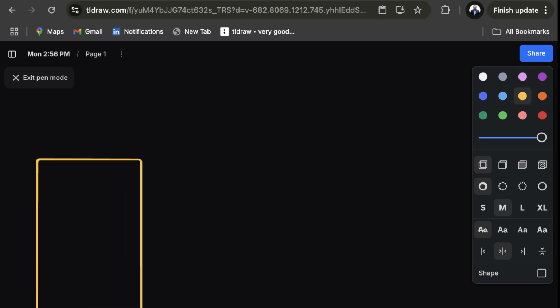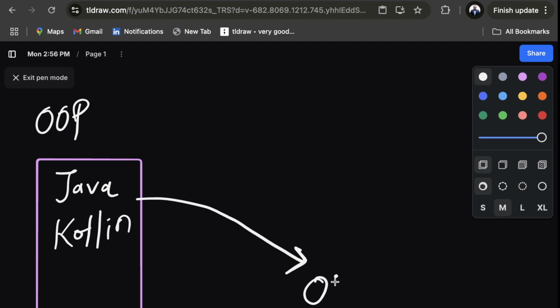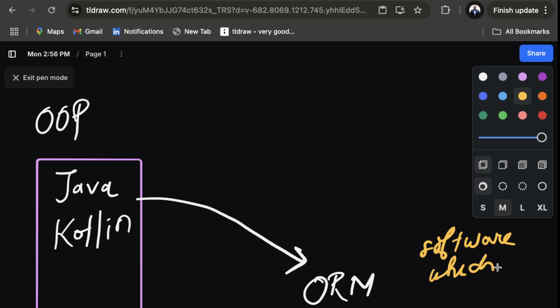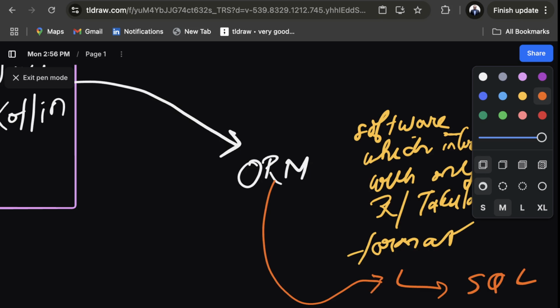So what we are going to do is this is the application, right? Let's say this is an Android application that we are running, right? This will be written in Java, Kotlin, or some other OOP based language, right? So we'll be using some interface here or some ORM that will link this to a software which interacts with only relational or tabular data format. That software is basically nothing but called SQL, right? So this ORM is going to communicate to the SQL.